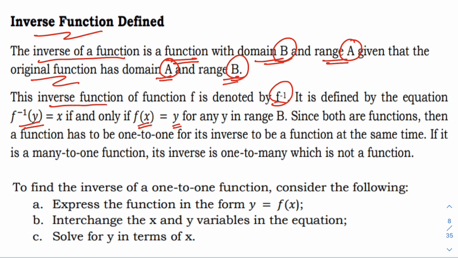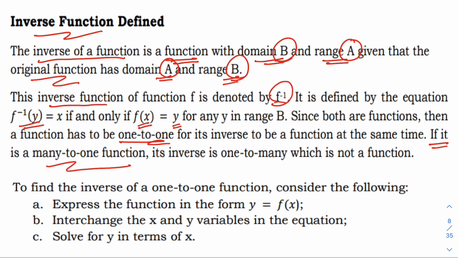Okay, so for any y in range b, since both are function, then a function has to be one-to-one for its inverse to be a function at the same time. Okay, so ibig sabihin, ang meron lang inverse function is yung mga function na one-to-one. Okay? Then sabi dito, if it is a many-to-one function, its inverse is one-to-many, which is not a function. Ibig sabihin, kung hindi one-to-one, ibig sabihin, wala tayong inverse function.